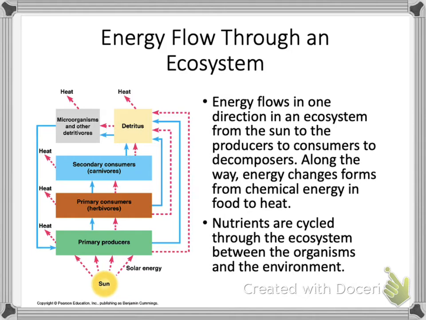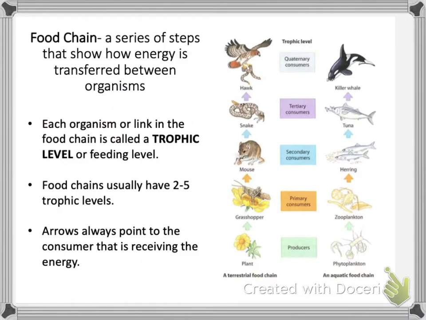So in this case, we're going to look at how energy actually moves through these food chains and how we lose energy, usable energy, as we go from organism to organism. So let's look at a food chain first. A food chain is a series of steps that show how energy is transferred between organisms. Each level or link in a food chain is called a trophic level.